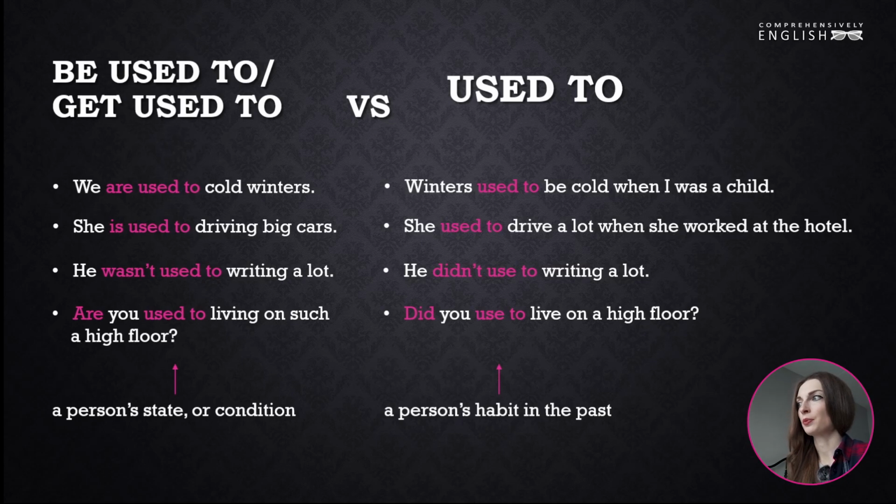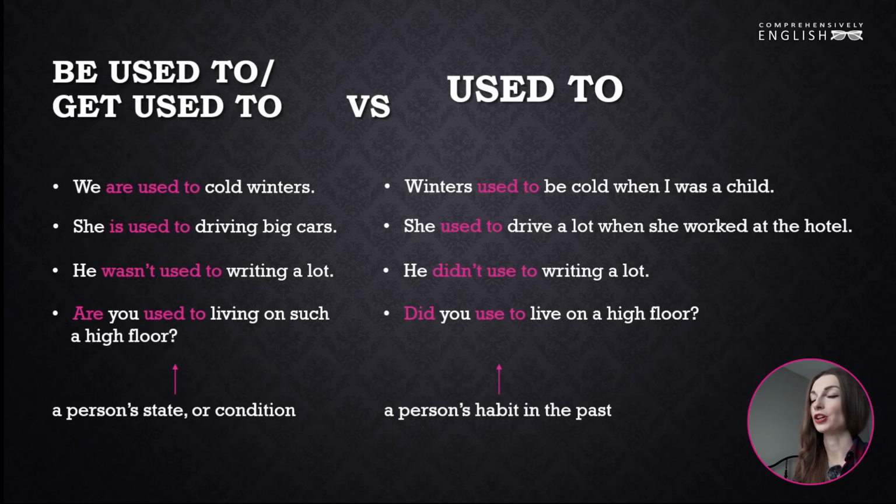Again, the sentence is in the present, and she now is okay with driving big cars. She has formed such a habit. On the right, she used to drive a lot when she worked at the hotel. In the past, she drove a lot. But now she doesn't drive. He wasn't used to writing a lot versus he didn't used to write a lot. He wasn't used to, again, he wasn't okay with writing a lot. It wasn't his habitual state. And he didn't used to write a lot.